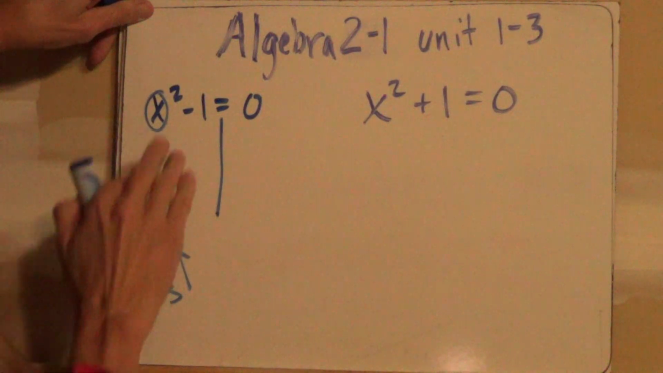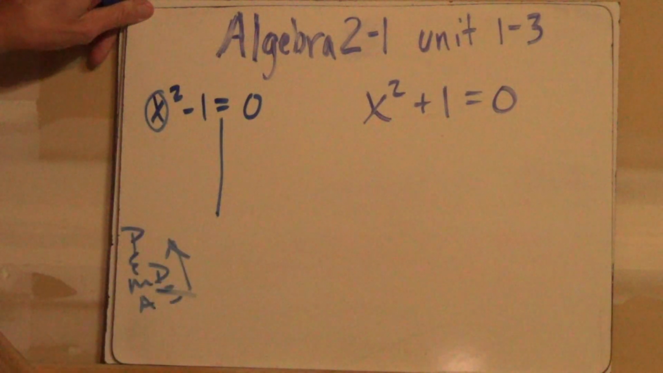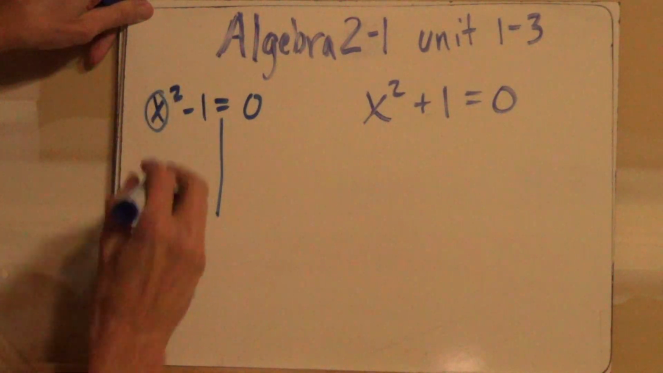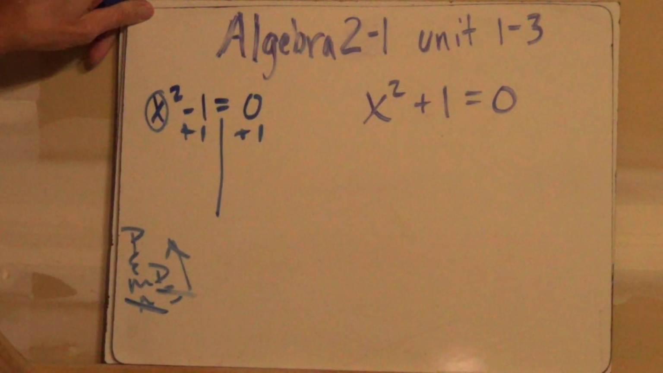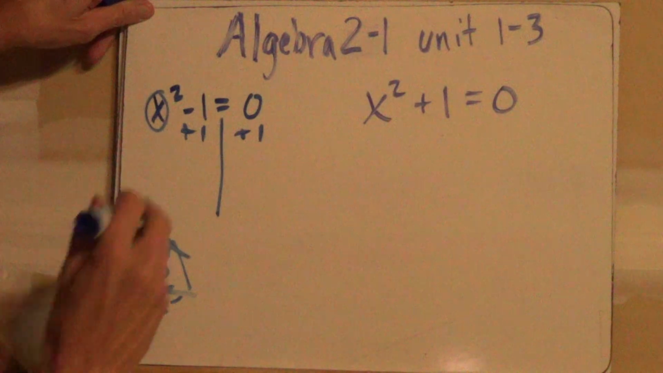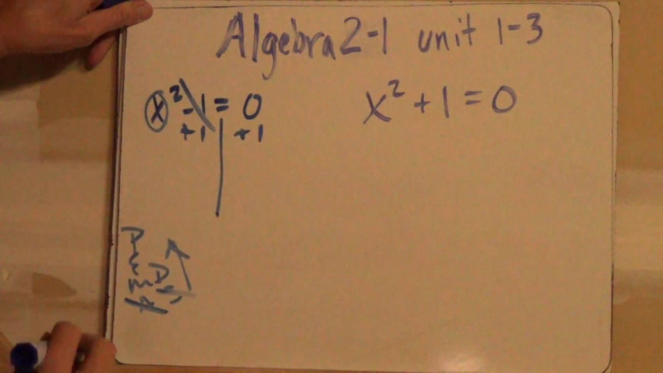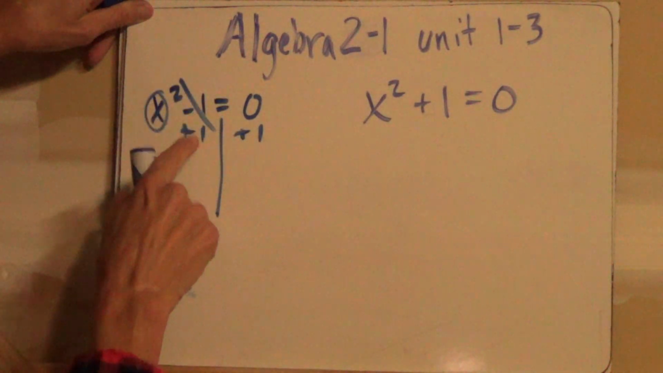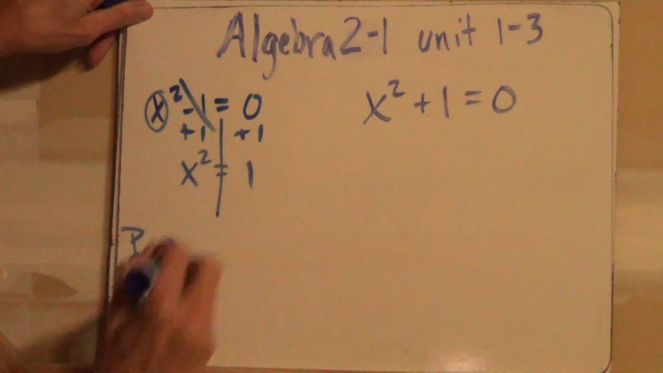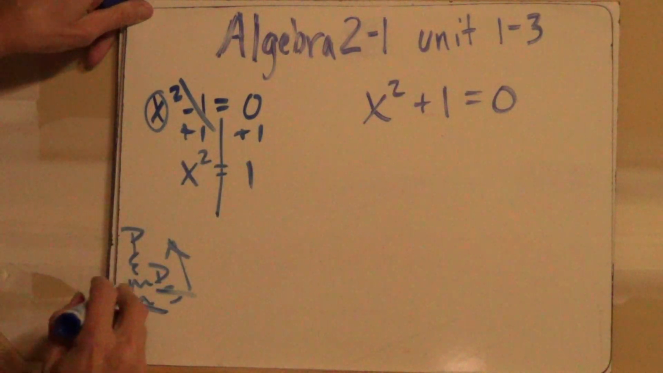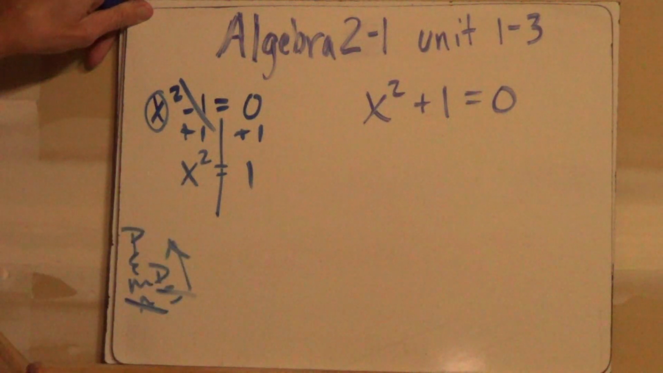What's being added or subtracted? It's being subtracted, it's a -1. We want to add then, +1. What we do to one side, we do the other, otherwise the teeter-totter would flip and he would run. So, we cross that out. That's the whole point of that. If it didn't cross out, then we did something wrong. x squared equals 1.